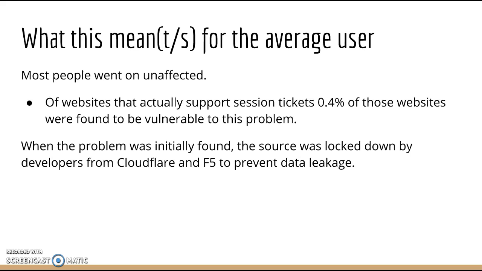So what did this really mean? How does this affect people? Well, most people went on completely unaware that there was any kind of issue. I don't know the exact number of websites that support session tickets using this F5 BIG-IP, but you can see that 0.4% of those websites were found to be vulnerable. That's not a lot. And when it was initially found, like I said before, they locked it down. Cloudflare and F5.